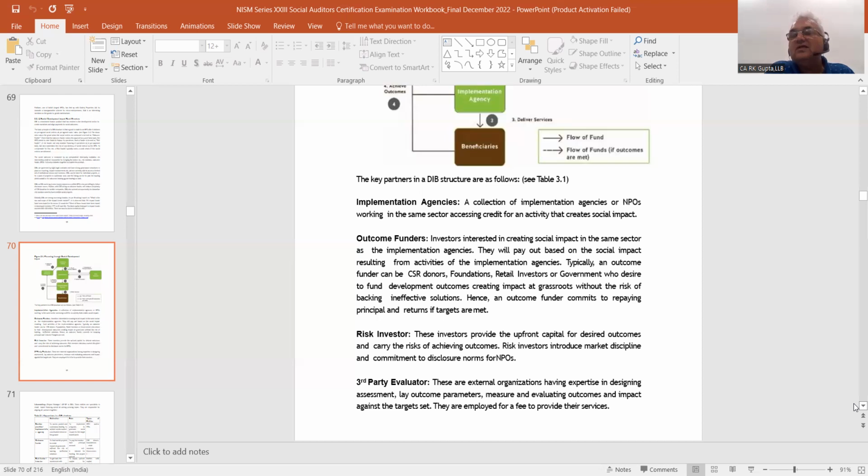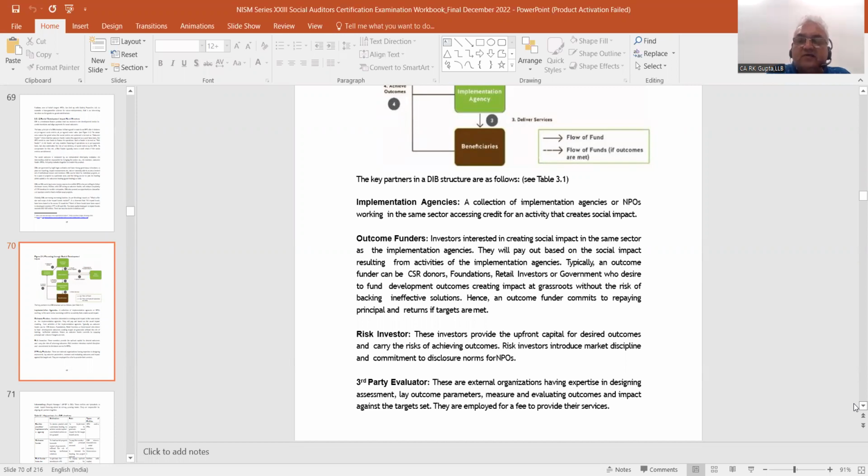Now, risk investor. A risk investor is one who pays beforehand when the activity is started, but it is not sure whether the NPO will be able to create the desired impact or not. So this is the risk investor. These investors provide the upfront capital for desired outcomes and carry the risks of achieving outcomes. Risk investors introduce market discipline and commitment to disclosure norms for NPOs.